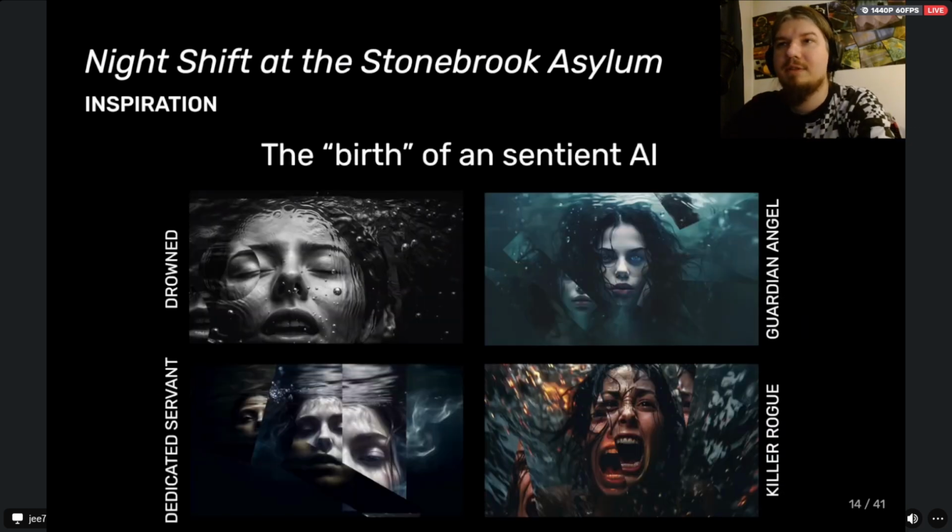This was the main thing that also inspired the story: what are these sentient AIs, or how would a sentient AI come to be? What is the birth of a sentient AI? How would they see the world? Do they know right away that they're an AI, or do they have some kind of, I don't know if coping mechanism is the right word, but some different way of seeing the world before they actually know that they're an AI?